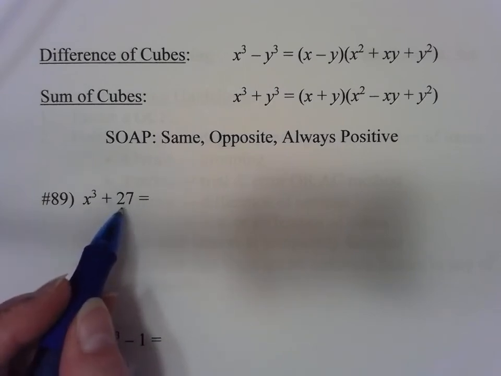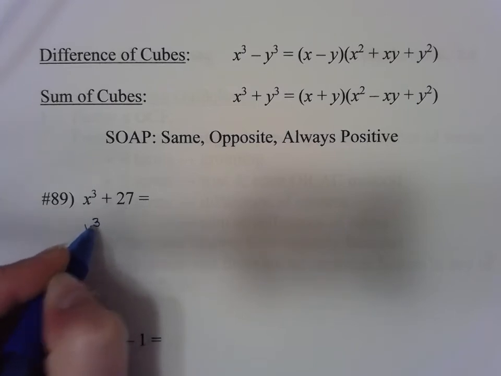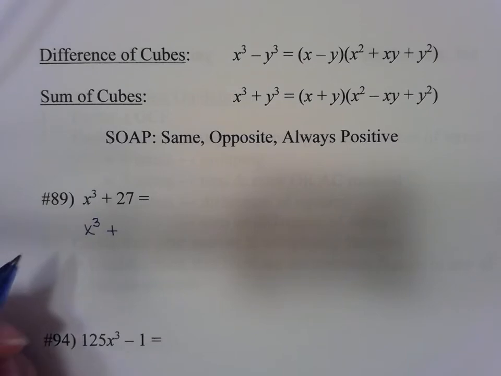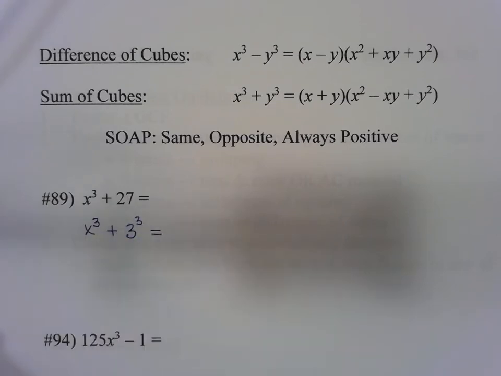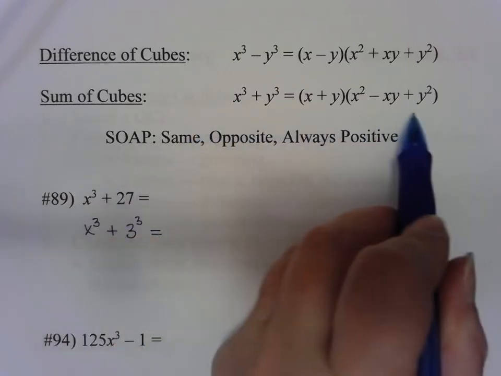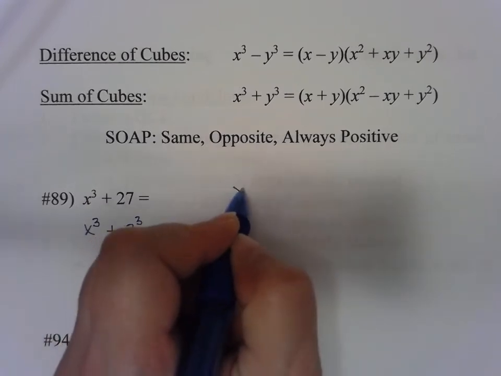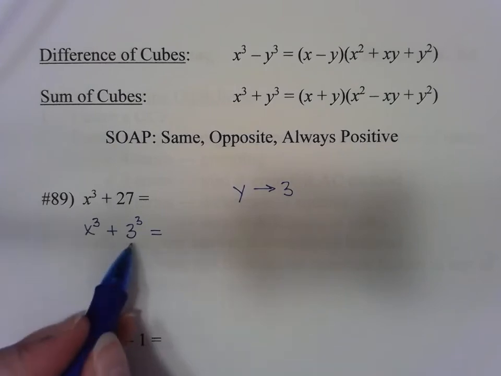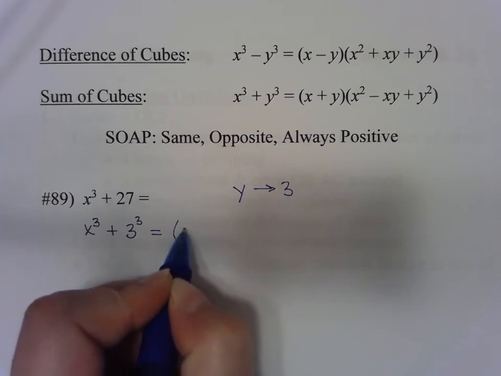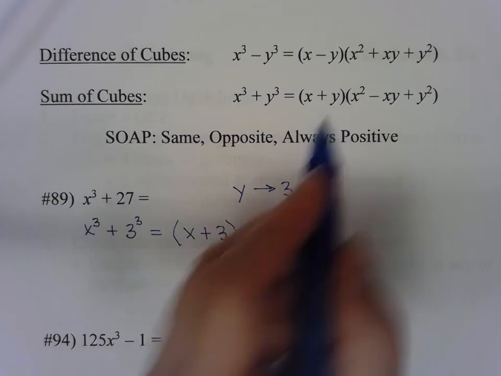Instead of the y cubed, I have 27. So let's write it down here. So this is x cubed plus 27, which is 3 cubed. So I'm going to be using this sum of cubes formula, mainly because I have a plus here. But everywhere there's a y, I'm going to be replacing it with a 3, right? Because instead of y cubed, I have 3 cubed. So the first parentheses, I take off the cubes, so I'll have x plus, instead of y, I'm going to put in the 3.